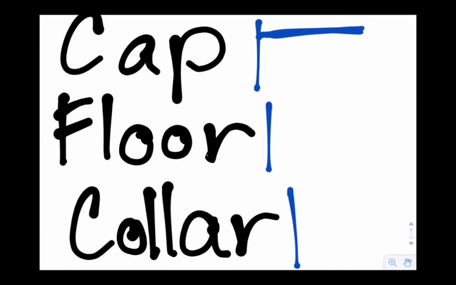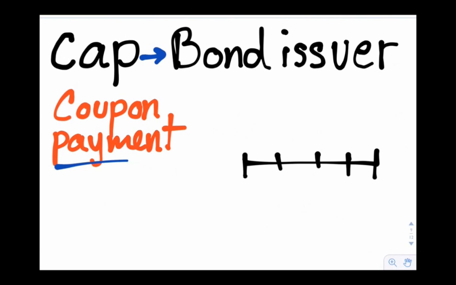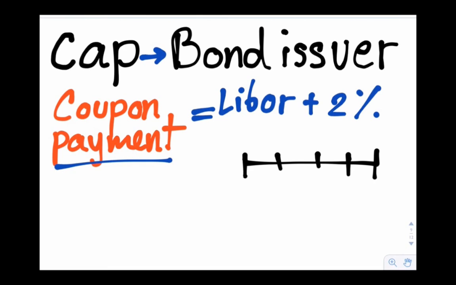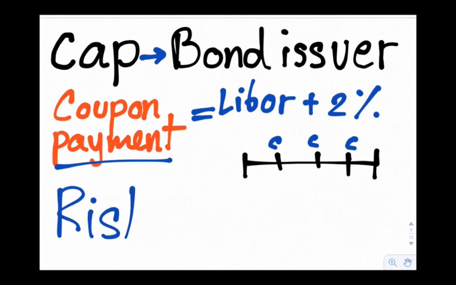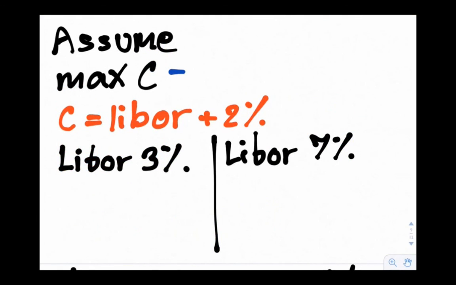Let's take a look at cap, floor, and collar. Cap is the maximum, floor is the minimum, collar is the combination of the two. We are going to look at a perspective of bond issuers for an example of cap. In this example, we are going to use LIBOR plus 2% to be a coupon payment. Coupon payment is an expense that bond issuers have to pay at the end of each period. So the risk is the interest rate, or in this case LIBOR, goes up because they will have to pay more coupon. Let's look at a cap example where the maximum coupon is 8%.